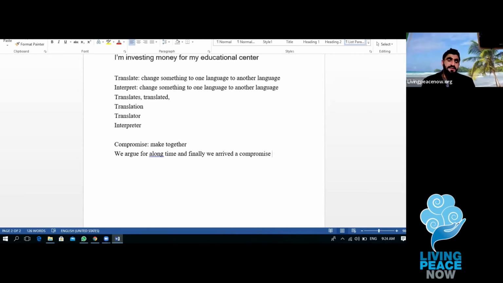For example, Taliban and USA troops, they argued for a long time and finally they arrived at a compromise. Yeah, compromise. You can use it in this way.